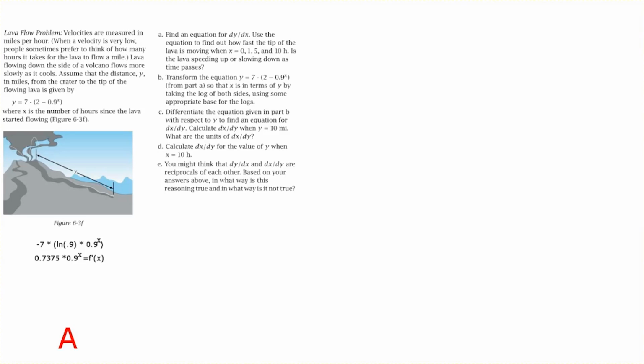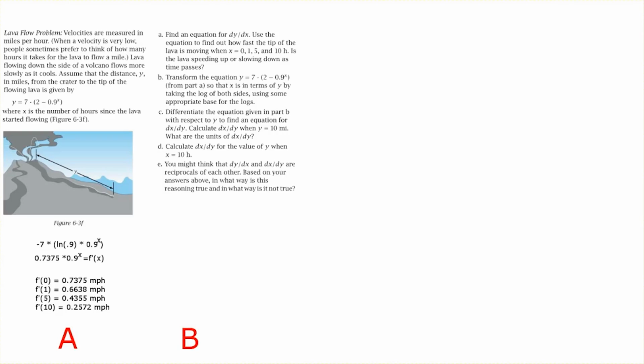The derivative now can be used to measure the velocity of the lava. To show that the lava is decreasing in velocity, the hours 0, 1, 5, and 10 are used as the values of x. It is shown that as the value of x increases, or the longer the lava has been flowing, the slower the velocity. Part B asks to find an equation of the derivative that has x in terms of y.